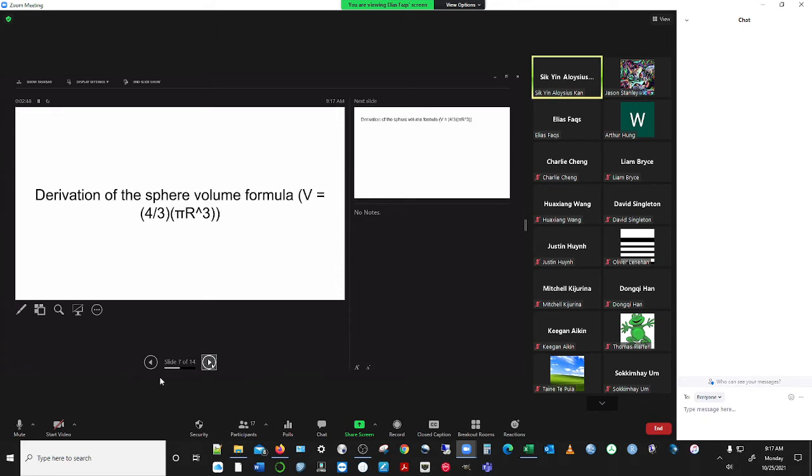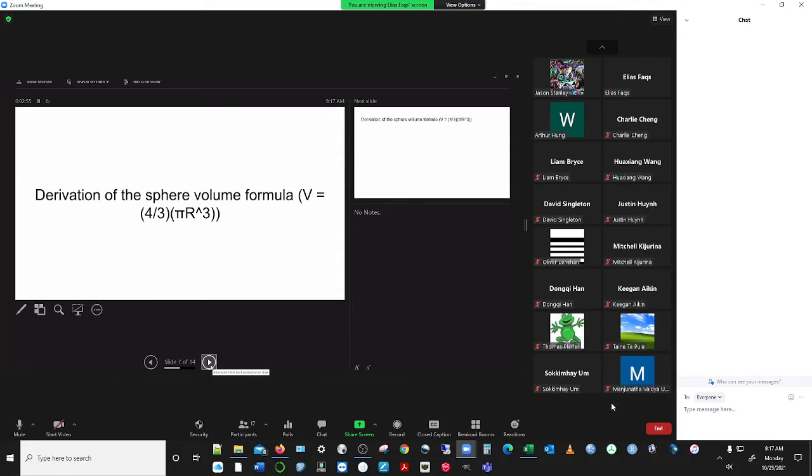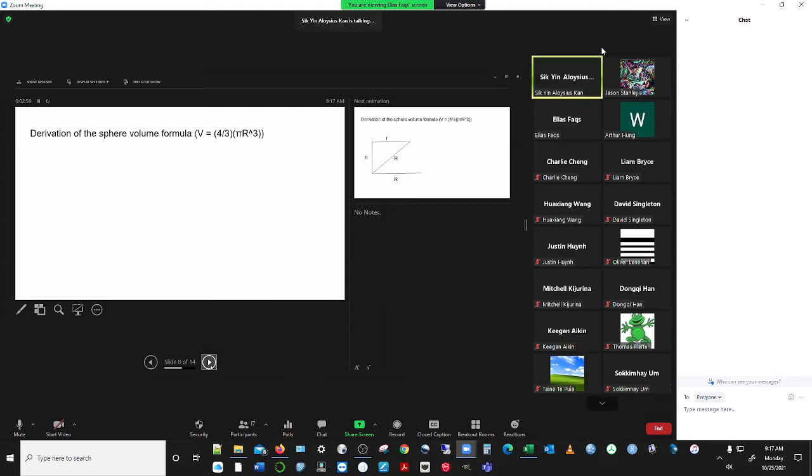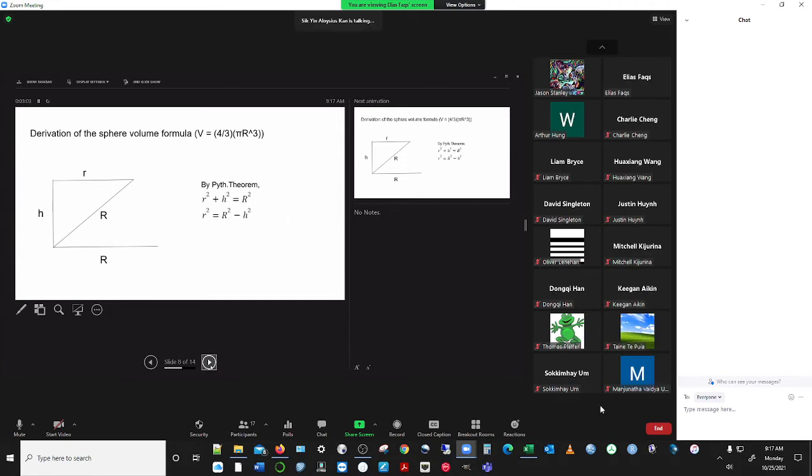Second, we are going to take a look at the derivation of the sphere volume formula, which is V equal to 4/3 times pi R cubed. Next page. Consider this figure again. We are not using cosine theta this time. Instead, we use Pythagoras theorem. So lowercase r squared is equal to capital R squared minus h squared.